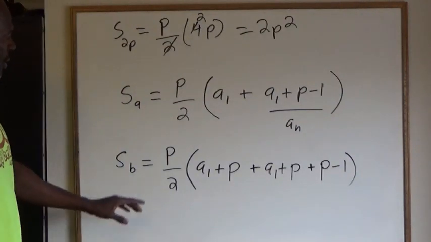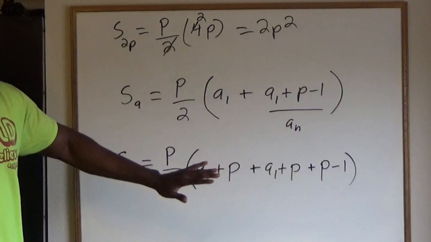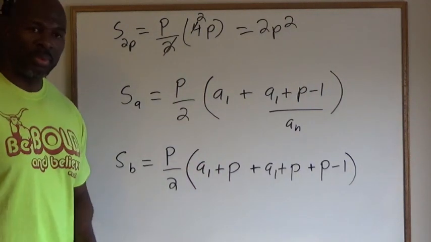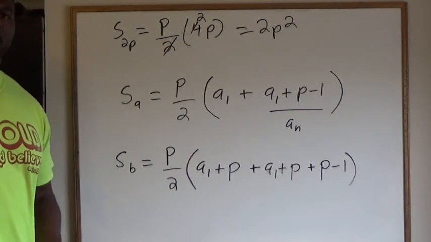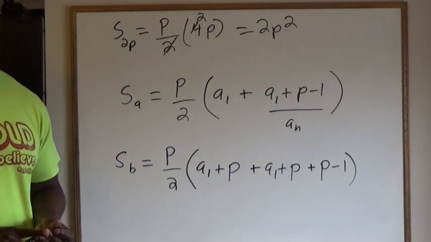So what you have here are the sum of two consecutive partitions anywhere in this series. These are two consecutive partitions. What we're trying to prove is that the difference of these two is P squared, meaning the difference of any two consecutive partitions will always be P squared.